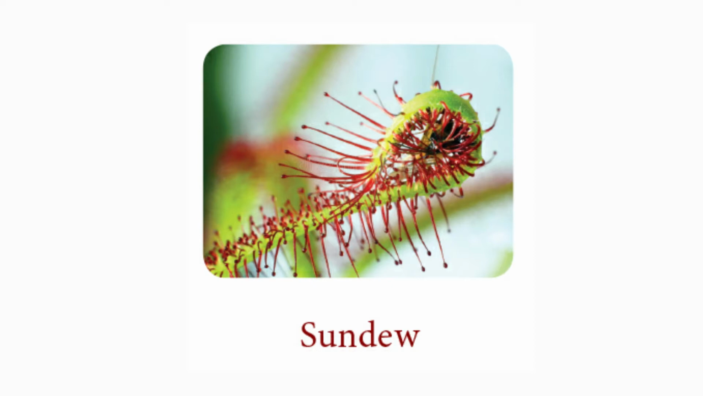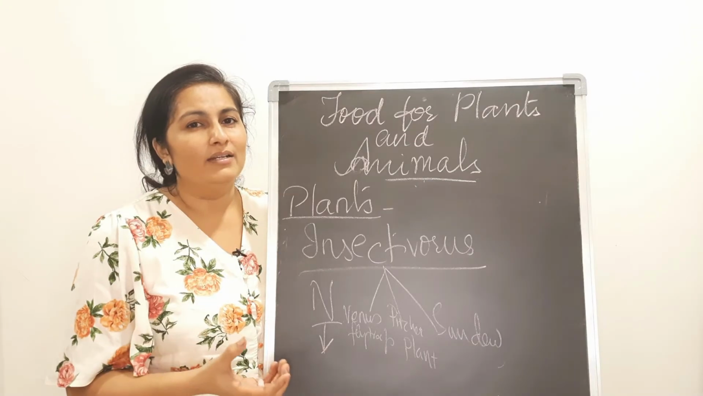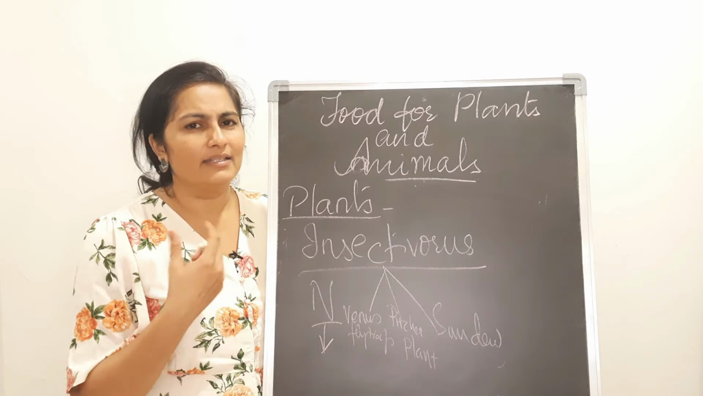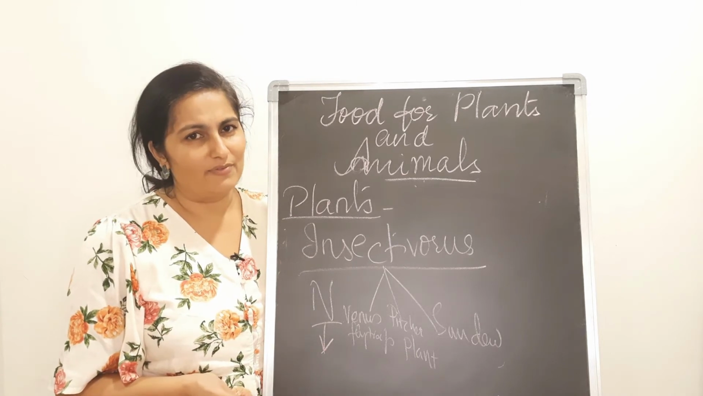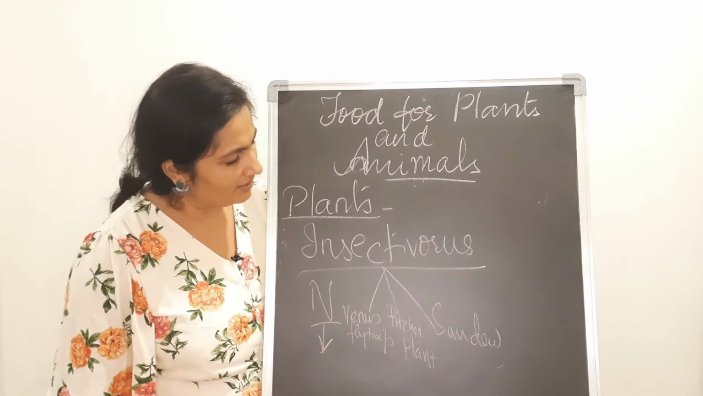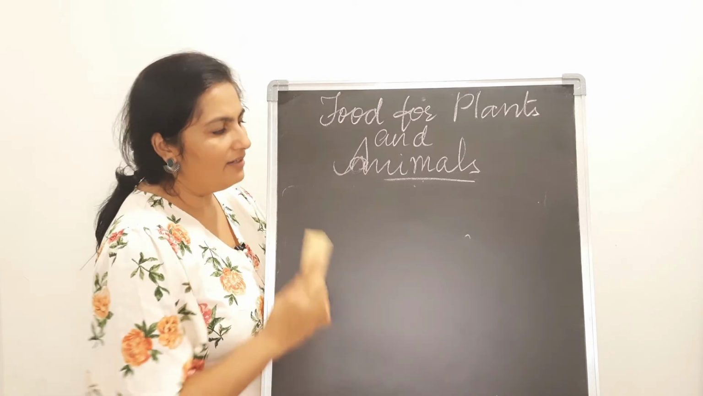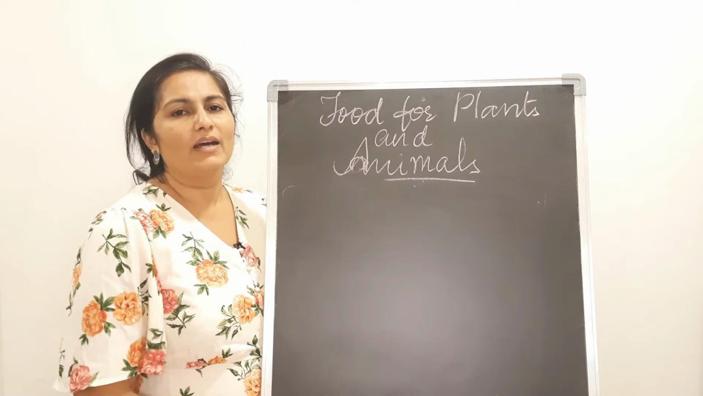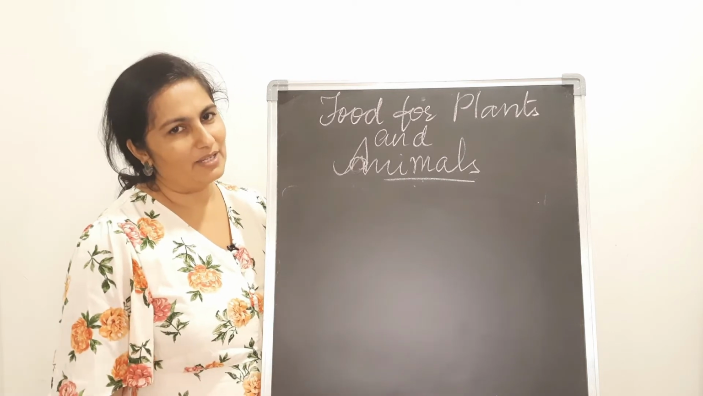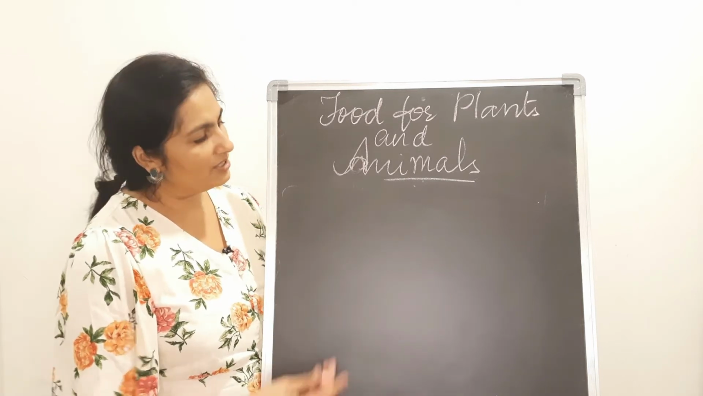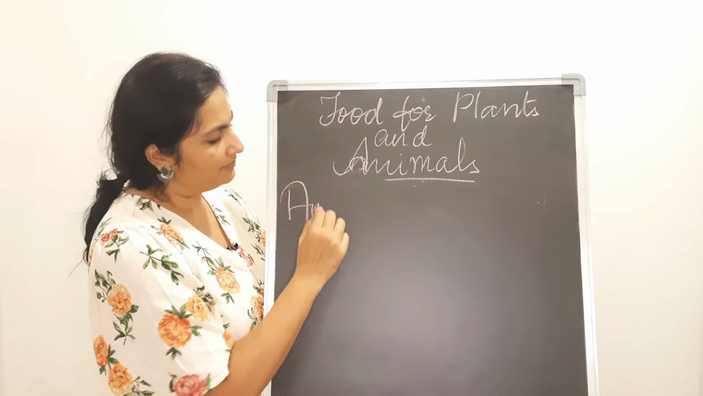It will take literally 2 days for the sundew to digest the entire insect, and then it's ready for the next insect after 2 days. So that's about how these plants make their food, a group of plants called insectivorous plants because they need extra nitrogen. The next one is animals.